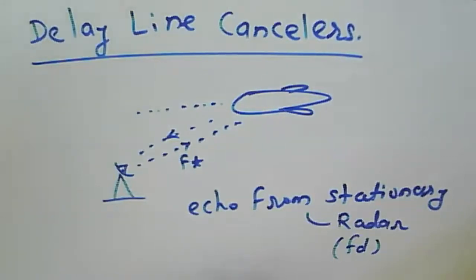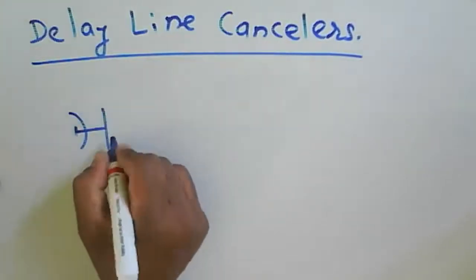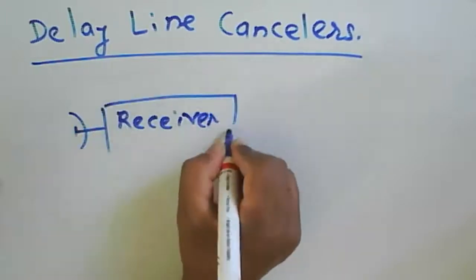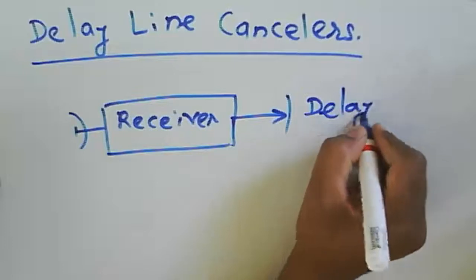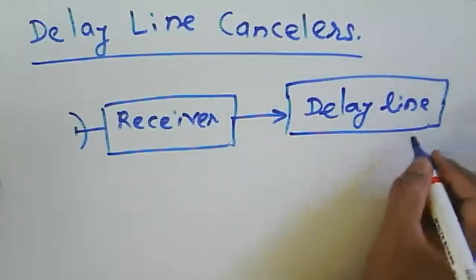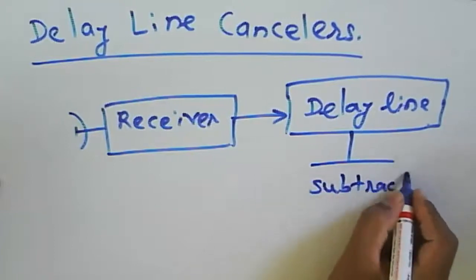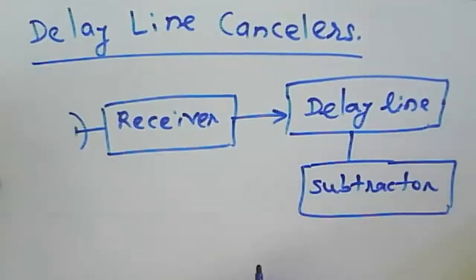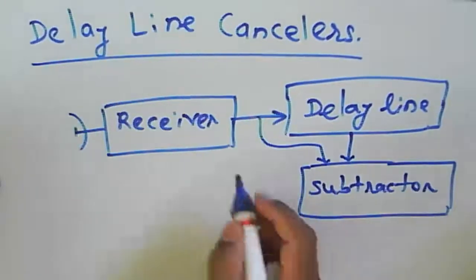So now what happens in a delay line canceller? At the receiver, we are getting a bipolar video. That bipolar video is to be given to the delay line. So in the delay line canceller, we have a receiver, and from the receiver we are getting the output, and that output is to be given to the delay line. The output from the delay line is to be given to the subtractor, and the subtractor has two inputs: one directly from the delay line, and one directly from the receiver.